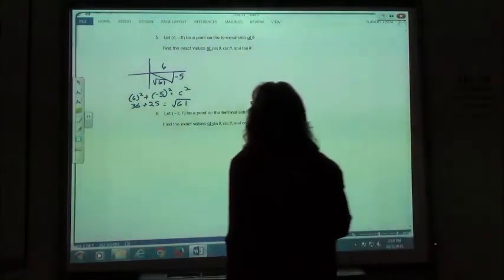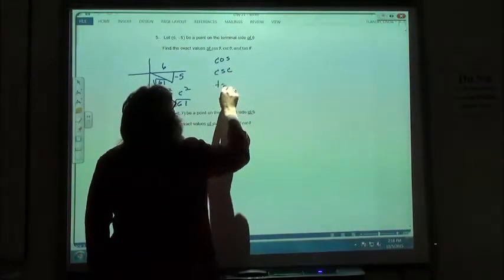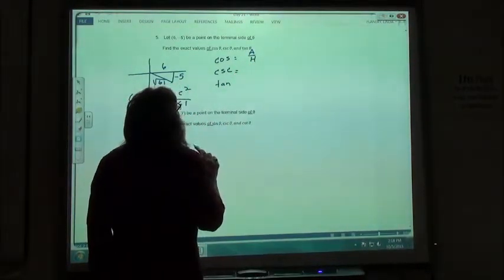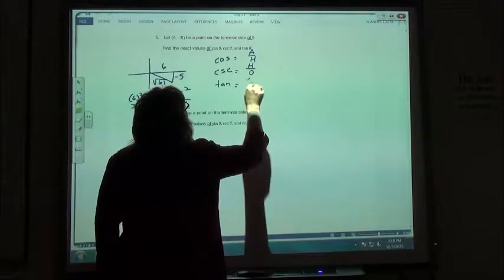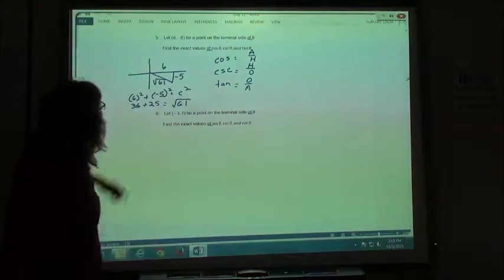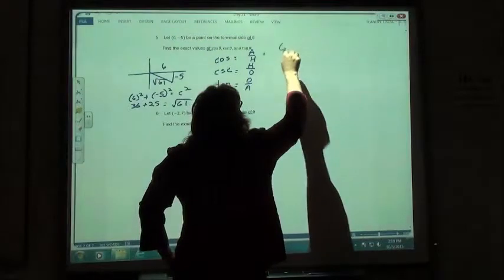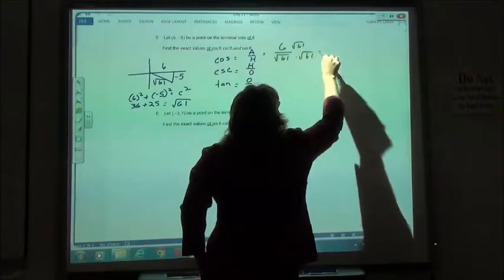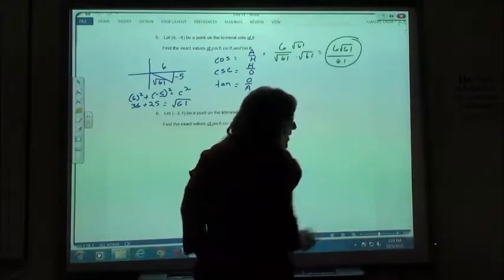And this time we want to do cosine, cosecant, and tangent. So cosine is adjacent over hypotenuse. Cosecant is the inverse of my sine, so my hypotenuse over my opposite, tangent, opposite over adjacent. And so my adjacent side is 6 over my hypotenuse, square root of 61. Again, I have to rationalize the denominator. So I'm going to get 6 square root of 61 over 61. Can't simplify. That's going to be my first answer.